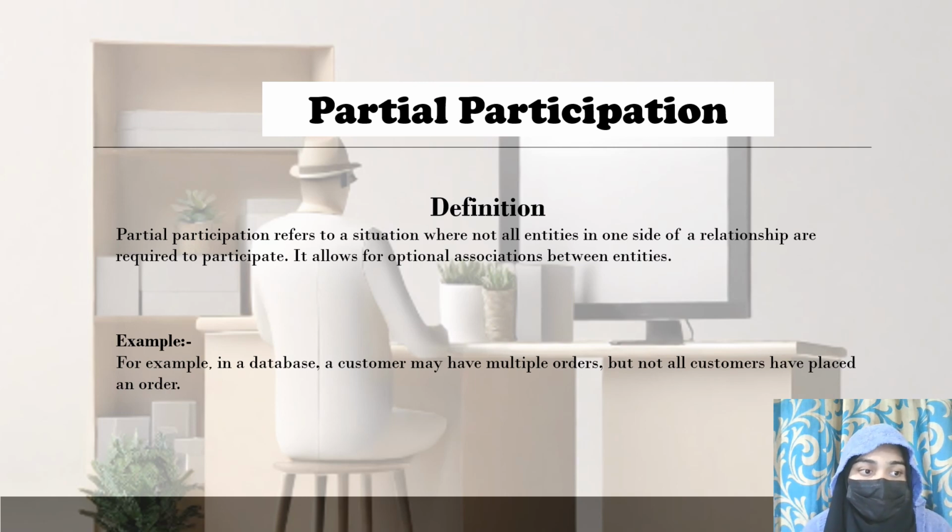Going in brief, partial participation in a relational database management system refers to a situation where not every entity in one set is required to be associated with entities in another set. In other words, some entities can exist independently without a relationship with entities in another set. This is in contrast to total participation, where every entity in one set must be associated with entities in another set. Partial participation allows more flexibility in modeling relationships between entities in the database.